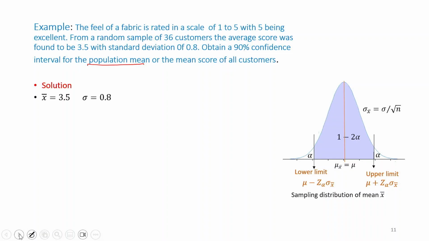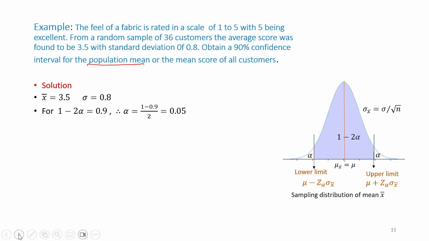Solution, we start. Wherever possible, we can draw a diagram on normal distribution and put your values in the respective places so that it becomes easy to comprehend and solve the problem easily. So what is given here? The value of X bar is given, 3.5. Value of sigma is also given, 0.8. Level of confidence is given, 90%. That means this 1 minus 2 alpha value is given, which is 0.9. 90% basically means 0.9.